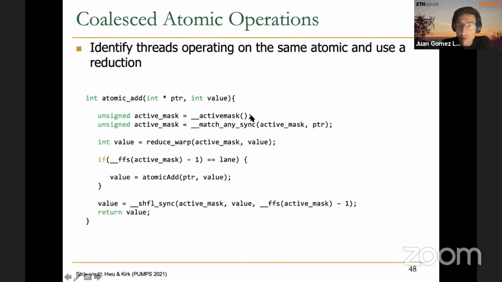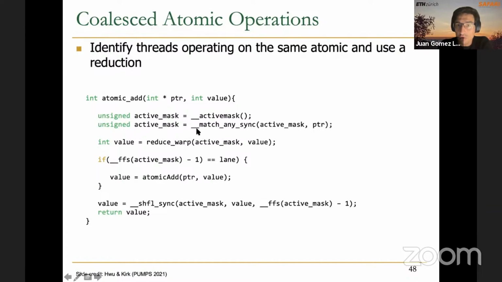So first thing to do is to check what are the active threads. Remember, we may have thread divergence, so we may have some threads going through some control flow path, other threads going through a different control flow path. So when executing this instruction, first thing to know is what are the threads that are active, and then we check the pointers of these active threads, as you can see.